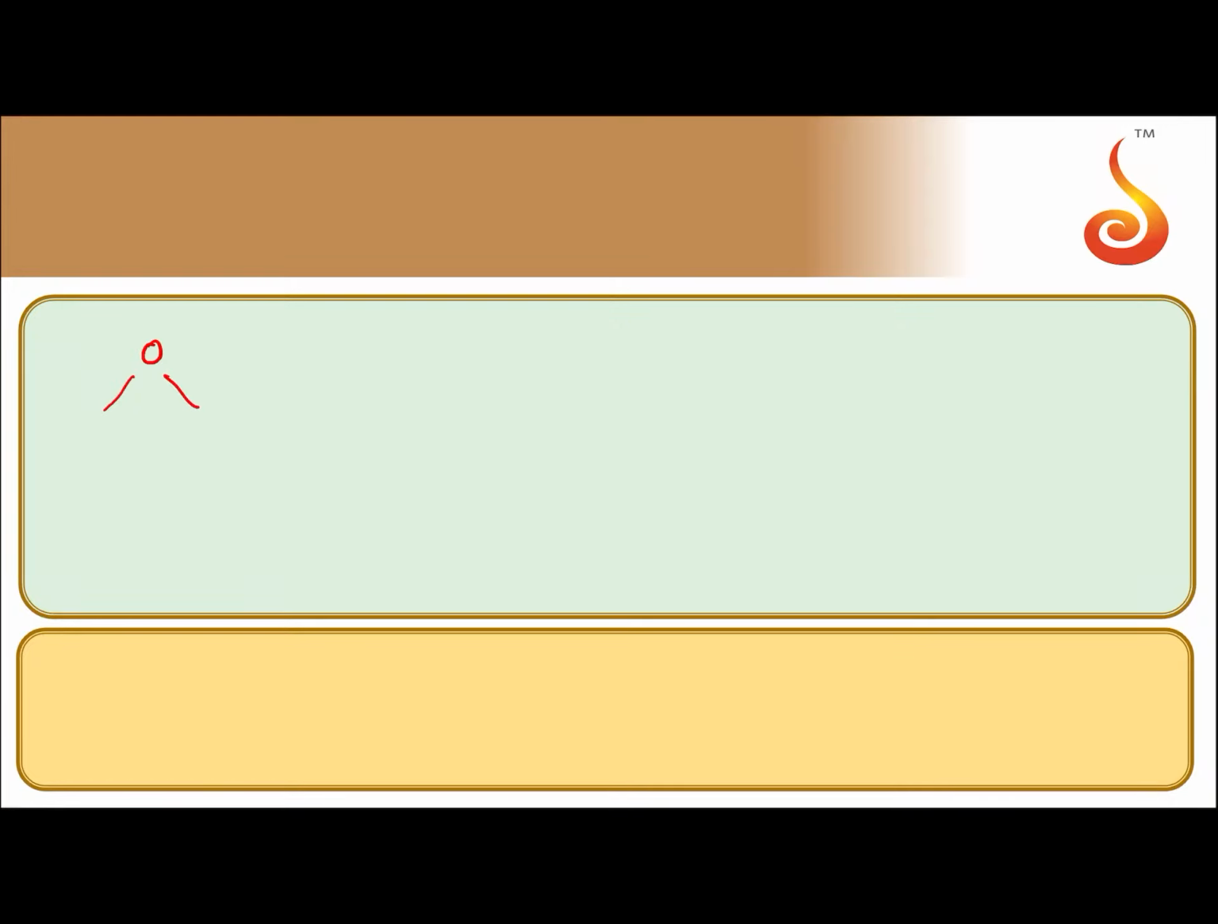So what will I get here? O, CH2, CH, C2H5. It is treated with Grignard's reagent. If the nucleophile attacks from the less sterically hindered side, what is the product obtained?